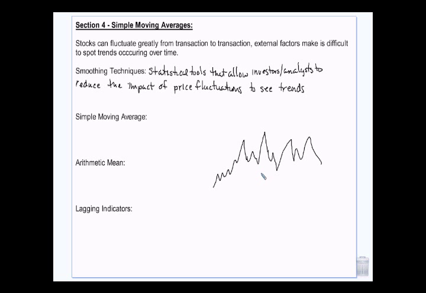jagged. And what the smoothing technique does is it takes these individual price fluctuation numbers and turns it into a pattern. So it allows us to see the trend in the jagged lines. Does that make sense? So, I mean, that's literally smoothing out the jaggedness.